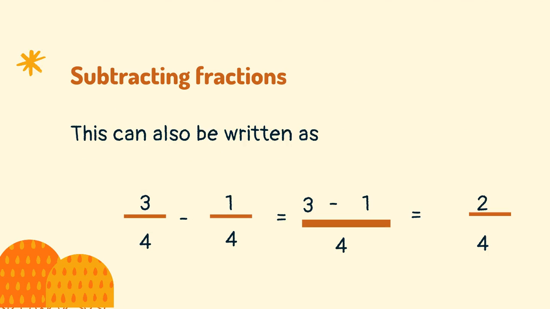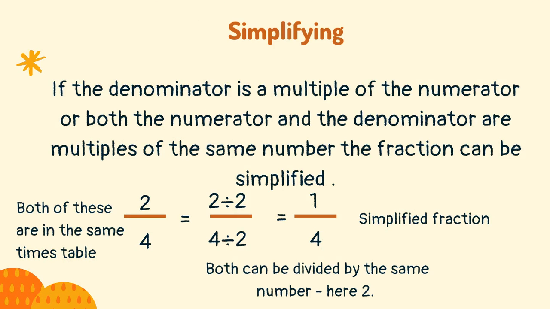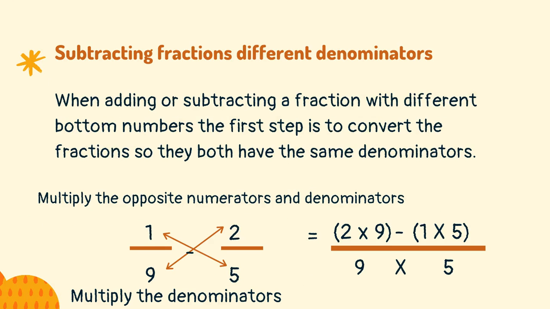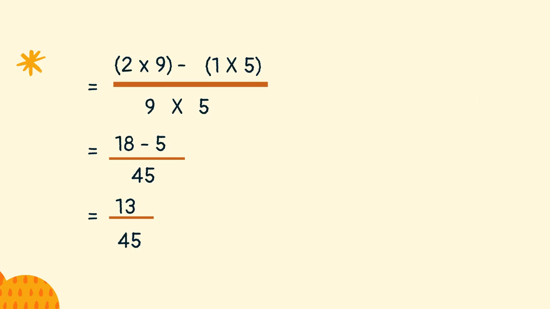This can also be written as: if the denominator is a multiple of the numerator or both the numerator and the denominator are multiples of the same number, the fraction can be simplified. When adding or subtracting a fraction with different bottom numbers, the first step is to convert the fractions so they both have the same denominators. Remember to check if the fraction can be simplified.